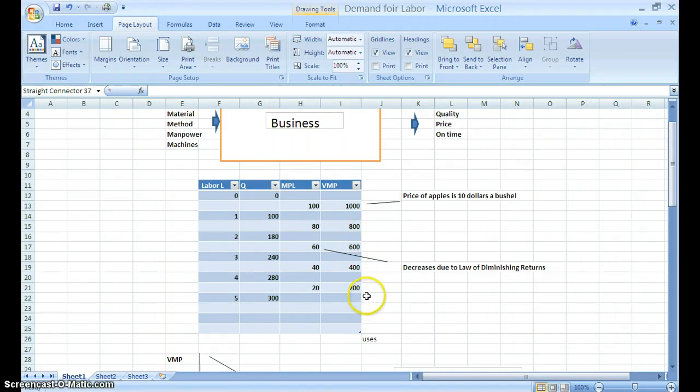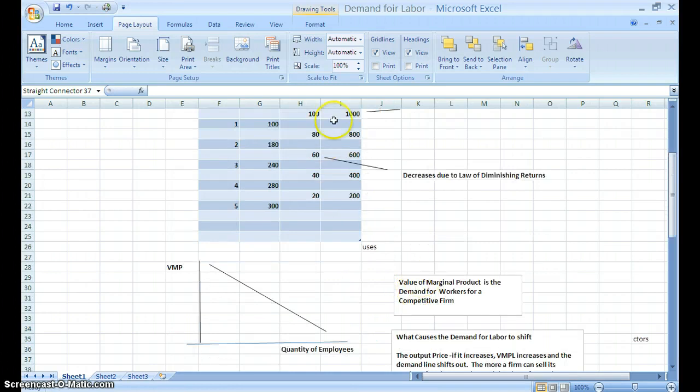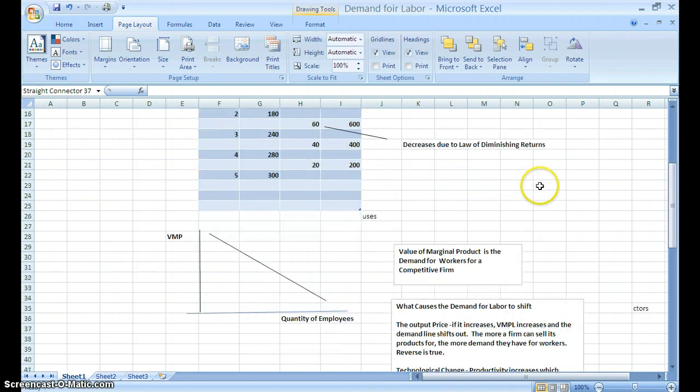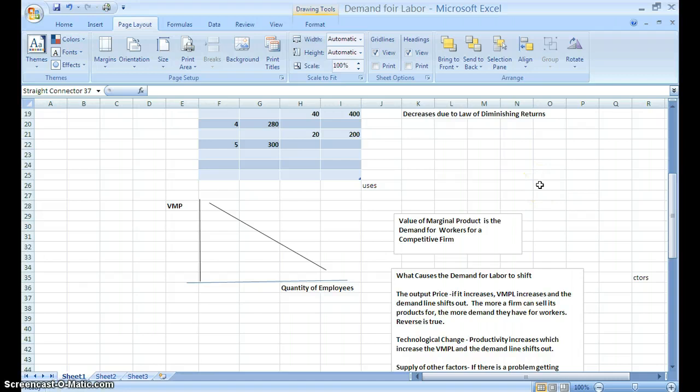And you carry that example all the way down. Now notice how the marginal product decreases each time I add a worker. I get a little bit less of an increase in output, and that's because of the law of diminishing returns. So the next concept, though, is this, and this is important. The value of the marginal product of labor is the demand curve for a business.